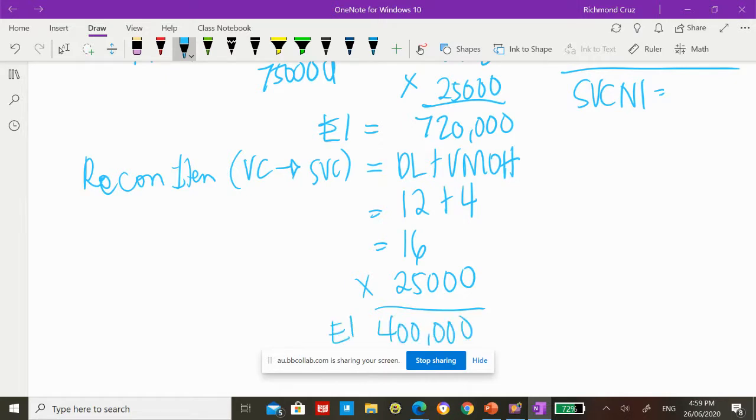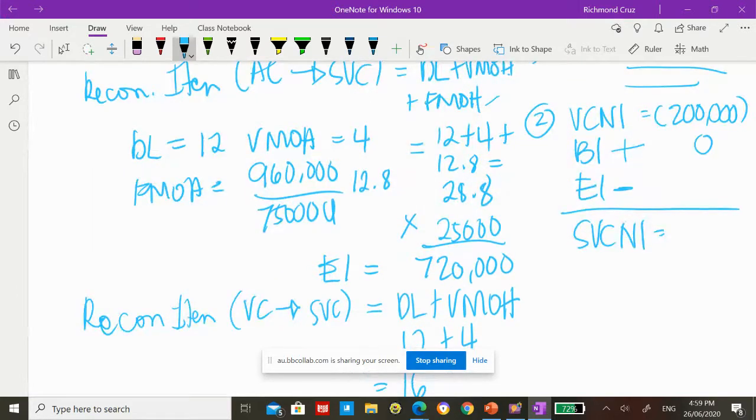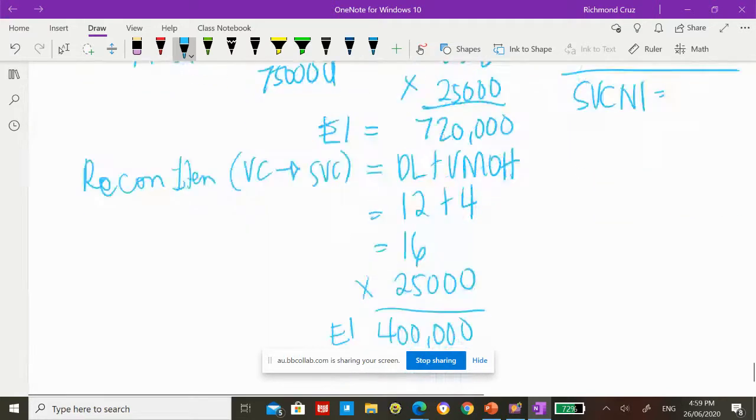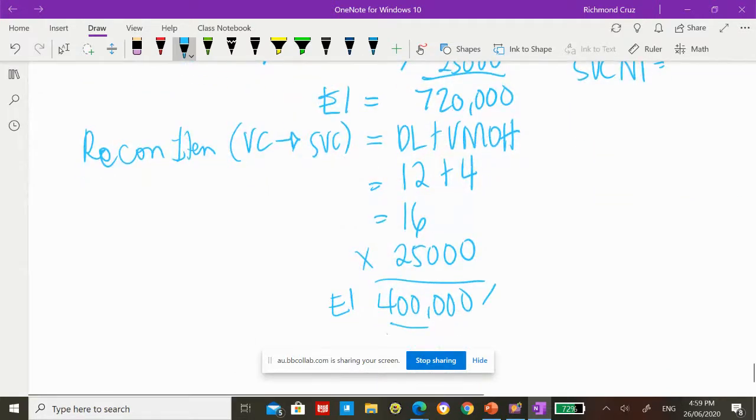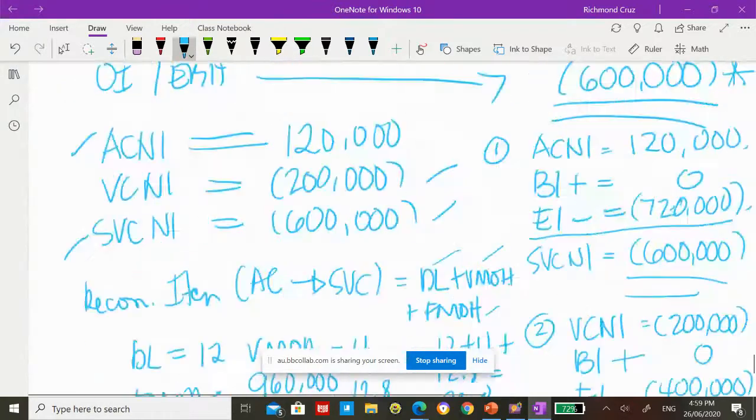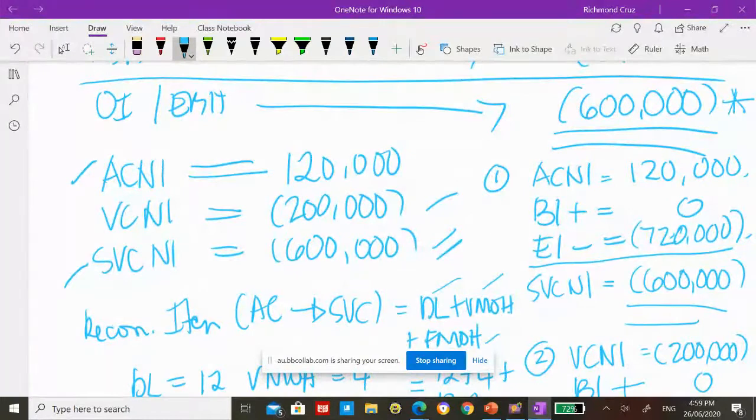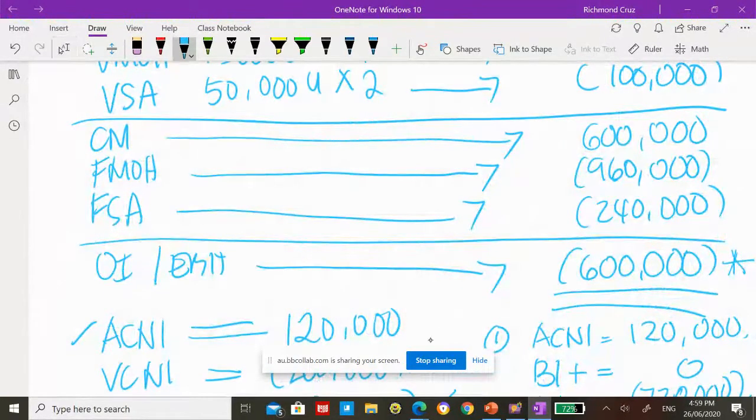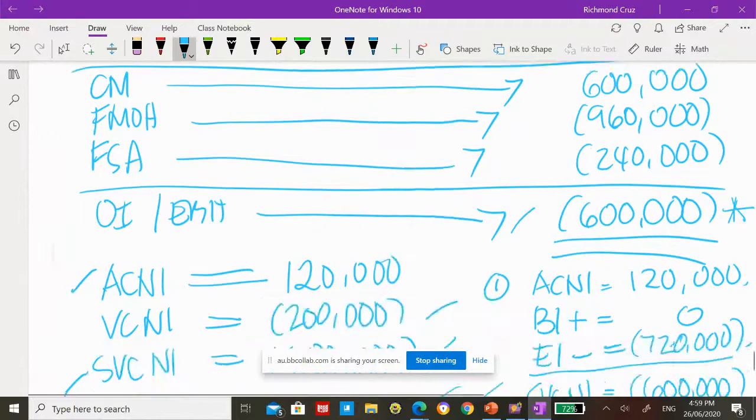So 16 times 25,000 is 400,000. This is the amount of ending inventory, but do not include direct materials because direct materials is not a reconciling item. There is no beginning inventory, so that is zero. For ending inventory, that's 400,000, so we need to deduct this 400,000. Therefore, the super variable costing net income is negative 600,000, and this is what we computed. So in our income statement, the super variable costing net income is negative 600,000.